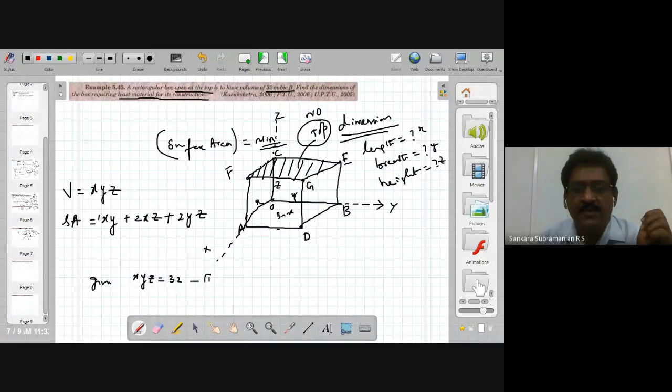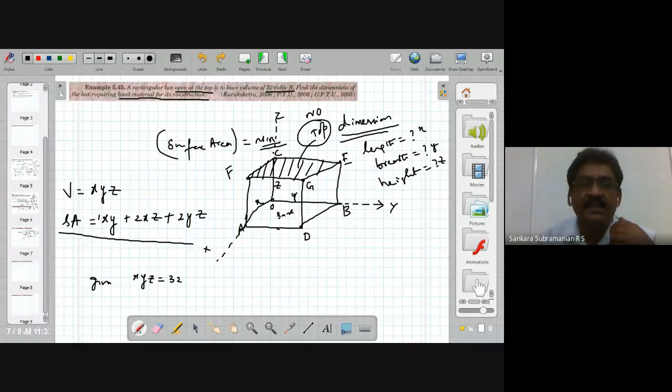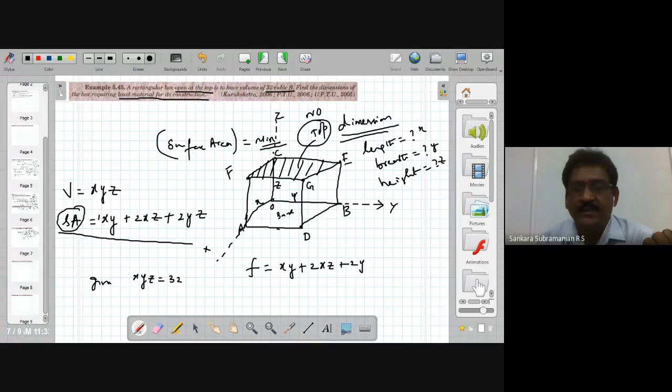அத வந்து equation 1 ன்னு வெச்சுக்கோங்க. இல்லன்னா இருக்கட்டும். Objective function என்னன்னா surface area வந்து minimum ஆகணும் அப்படிங்கிறான். So therefore we are talking about maxima and minima for surface area, not the volume. So therefore objective function வந்து f is equal to xy plus 2xz plus 2yz. This is equation number 1.